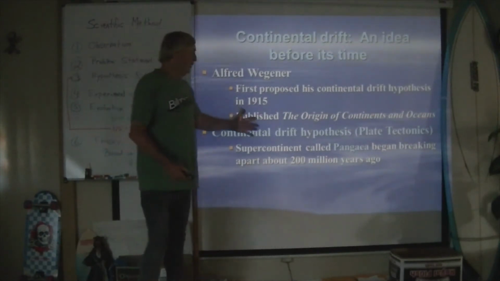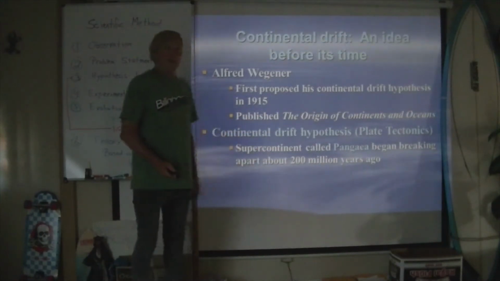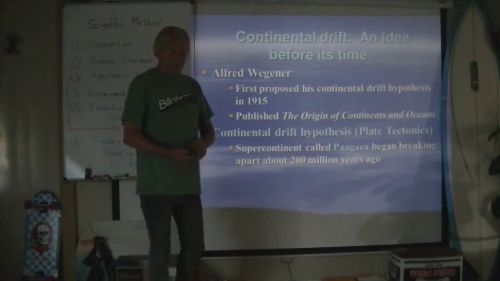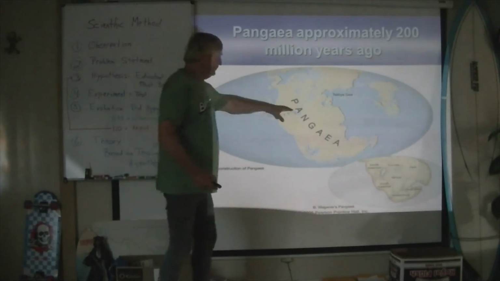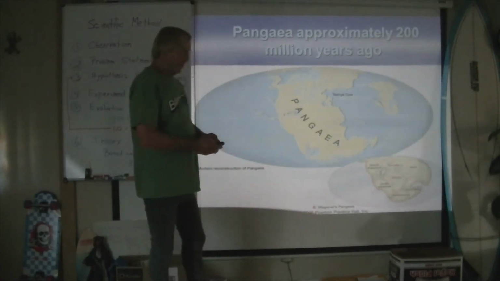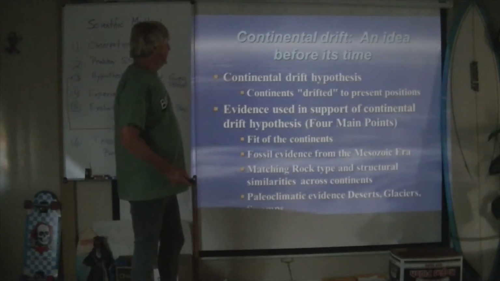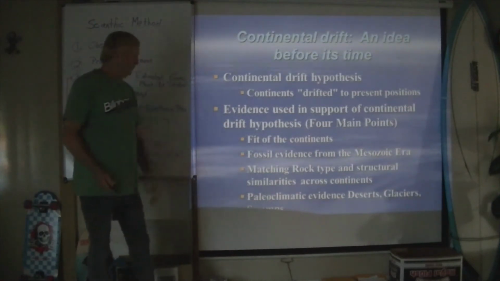So with Wegener, I think there was a lot of bad politics of the day, and his hypothesis was rejected, in large part probably due to politics. So he had this idea of Pangea. Pangea then breaks apart and forms the continents today. So certainly continental drift was an idea far before its time. He had these 4 main points: the fit of the continents, so know those.